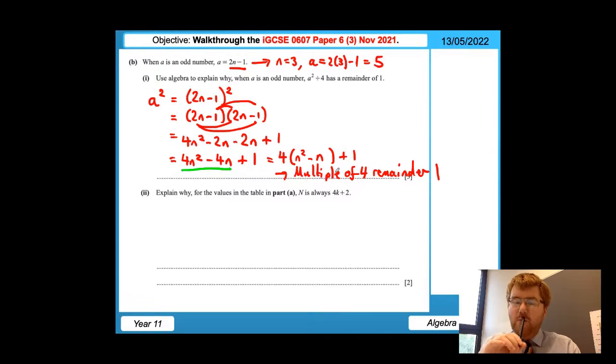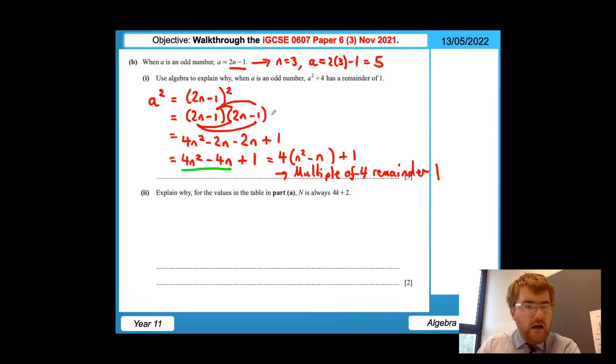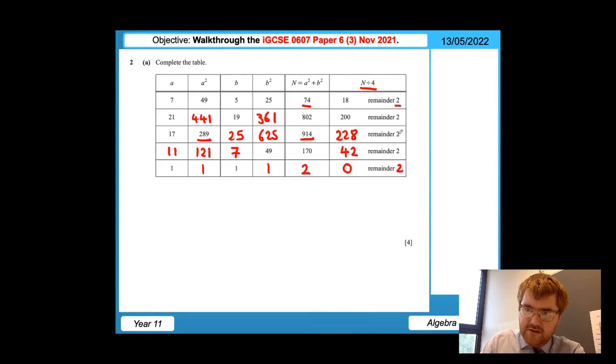And now we need to explain why for the values in the table in part A, again, non-linear paper, let's go back to part A, why n is always 4k plus 2. So always a multiple of 4, and then you have remainder 2. Notice we have remainder 2, remainder 2, remainder 2, remainder 2, remainder 2. So notice every number here in this column and this column is odd. So we have an odd and an odd.